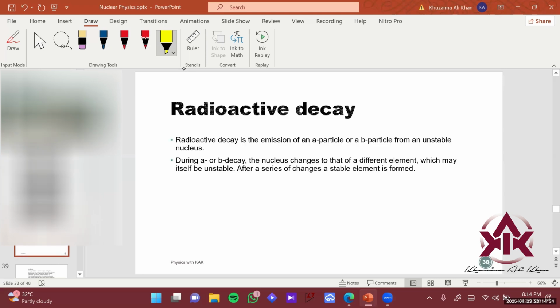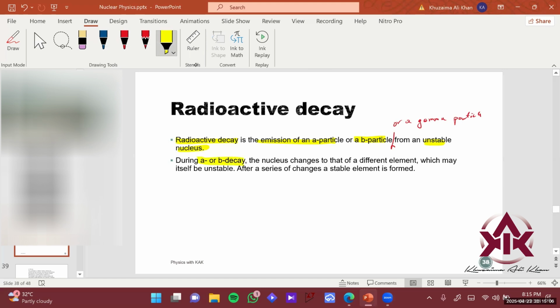What is radioactive decay? First of all, you might be questioning in your head, okay, sir, how are they produced? How do we produce alpha, beta, gamma radiation? So they are produced after a process called decay. That is radioactive decay, right? So radioactive decay by definition is the emission of an alpha or a beta, or a gamma particle, from an unstable nucleus here, right?